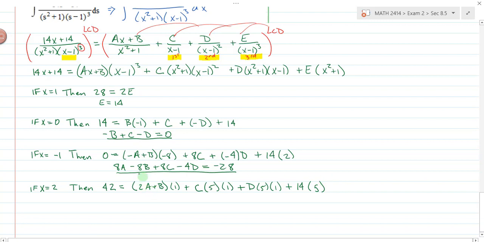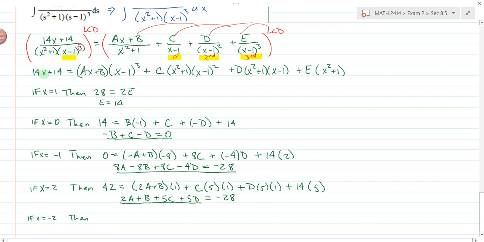And then e we said was 14 times 2 squared plus 1 is 5. So what I'm going to do is write this as an equation, move the constants to one side and leave the variables on the other. So that's going to give me 2a plus b plus 5c plus 5d equals, and 14 times 5 is a really big number, 70. So I would say 42 minus 70 is negative 28. So that's our third equation. I need one more. So we're going to let x be equal to negative 2.